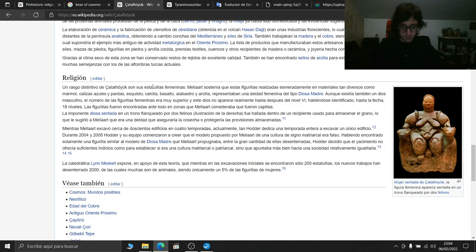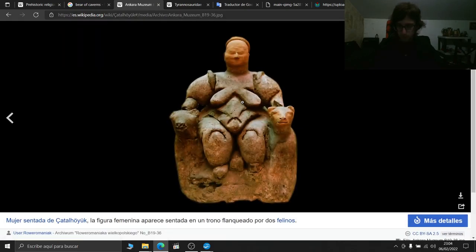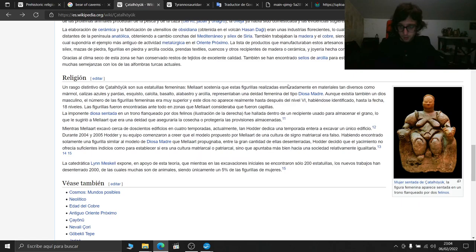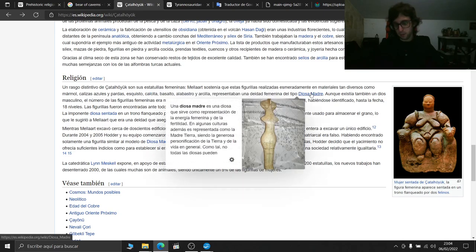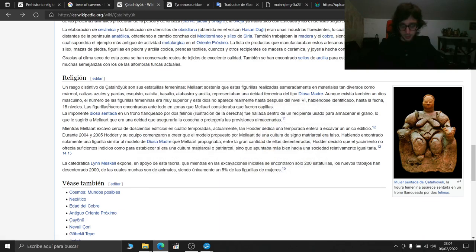Okay, yes. In this place, there were found female statuettes, so something like this. Realized in different materials like marble, these are different kinds of stones. They represent a female deity of the kind of mother goddess. There was a male god. The number of female statuettes was very superior, and this god doesn't appear. This is the reason why I put this here. And then there is veneration to animals like the bear, the leopard, and the cattle.